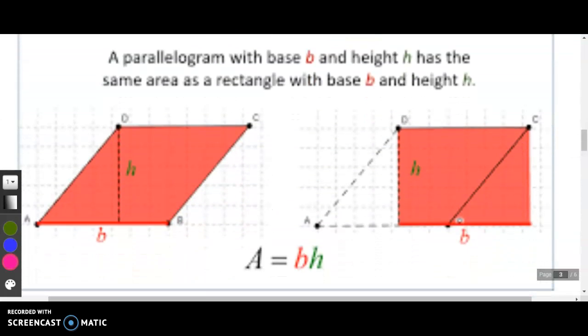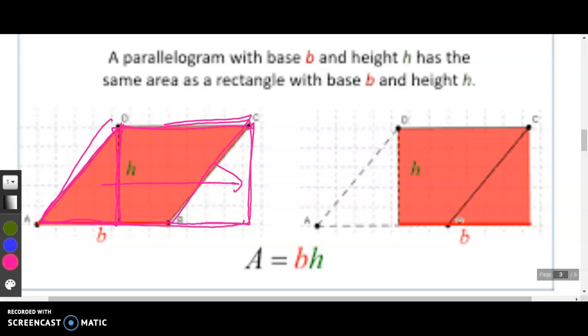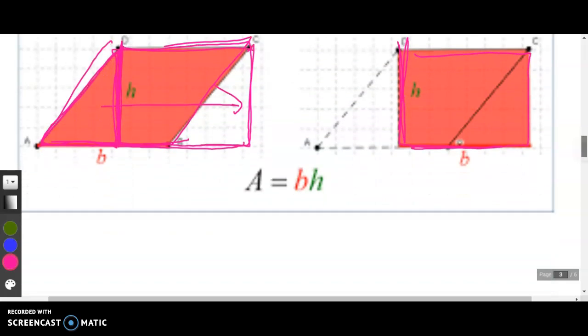Okay, and the reason why is because if you took this parallelogram right here, and you cut off a piece, and you moved it over, it would create a rectangle. Okay, so here's the rectangle here, whereas this is the height, and this is the base, and that's a connection between a parallelogram and a rectangle. All right?